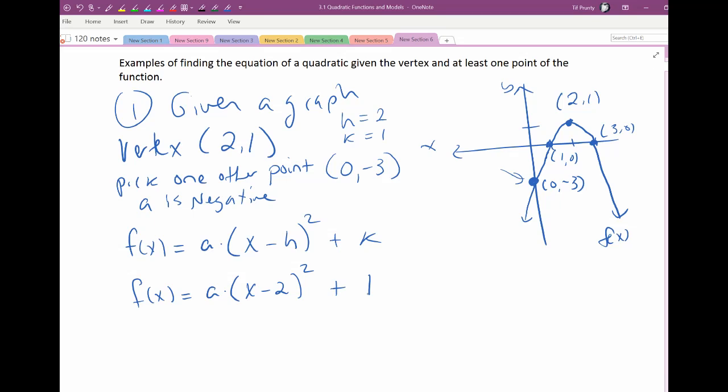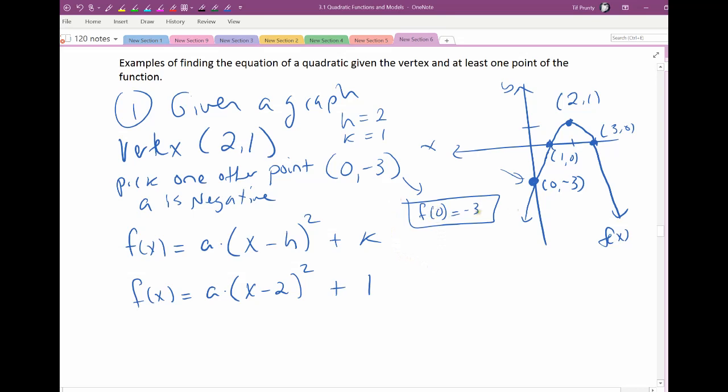Now what I don't have yet is the a. Remember, the a is important. It tells me whether I open up or open down and how fat or how skinny I am. And so that is why we need at least one other point. Again, I had multiple points to choose from. I picked the point 0, negative 3, which means when I plug 0 in, I should get negative 3 out. This is the easy case. Whenever I can plug 0 in, it's the easy case.